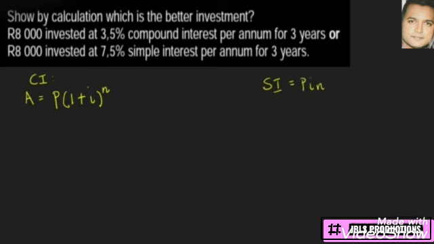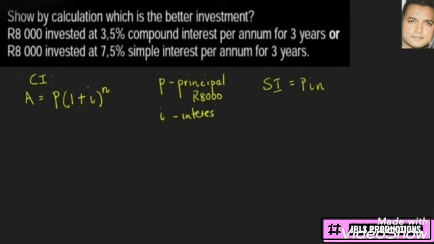Now in both cases the P will stand for the principal amount, right? The principal amount is the amount that you start off with. In this case it will be the 8,000 rand. All right, so in this case it's the 8,000 rand. That's the amount that we start off with. The i will be the interest.